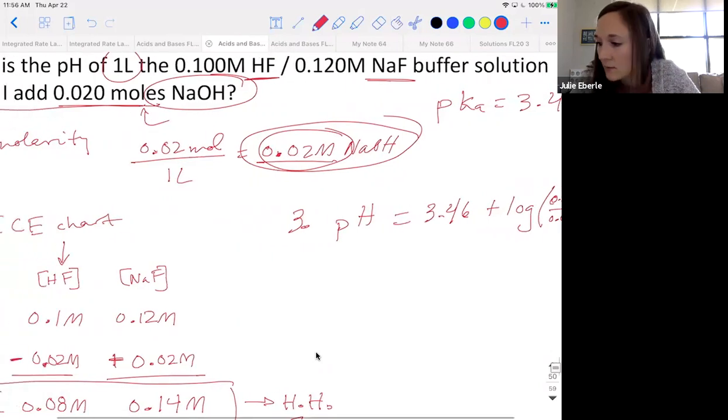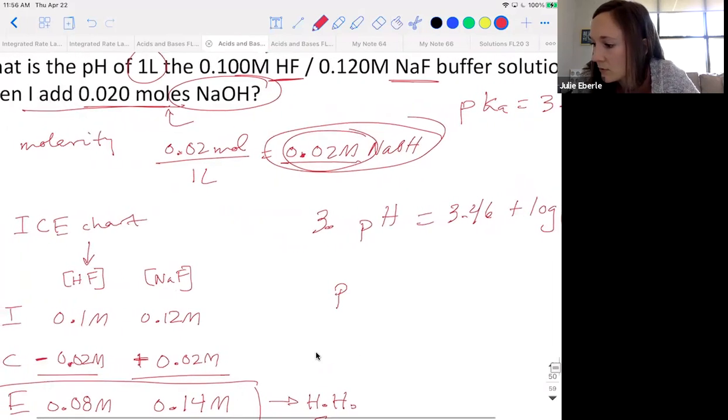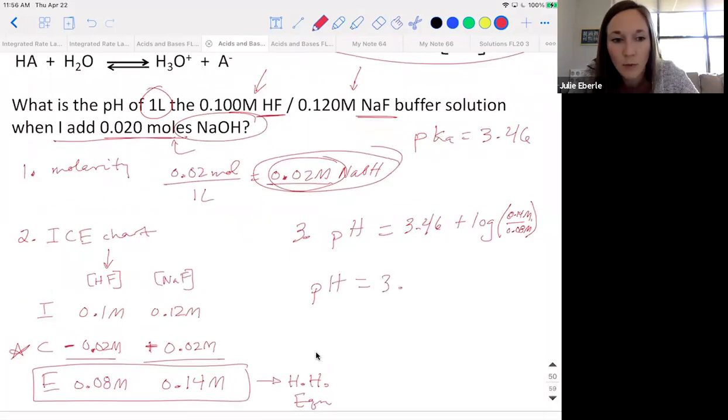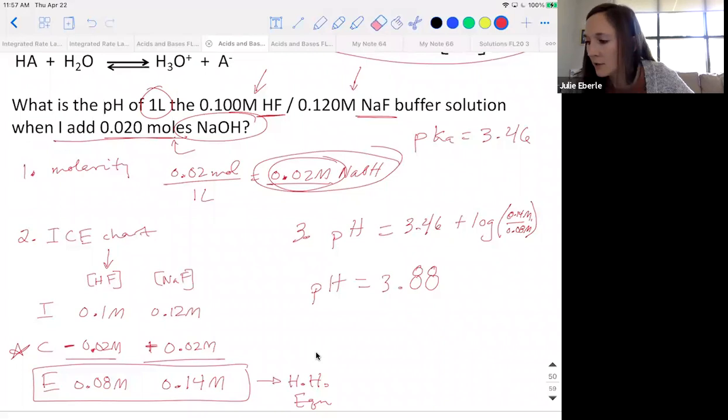So Tyler said pH equals 3.88. That's different than 3.7. Anybody could confirm what they got? What did y'all get? 3.7? Lucy got 3.7? Bradley, you're overruled.